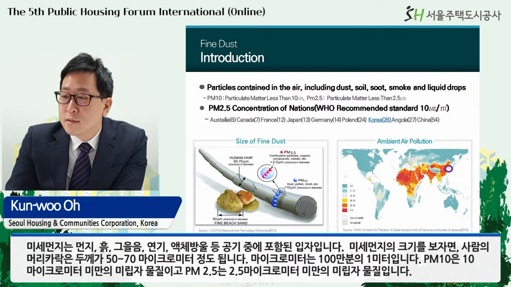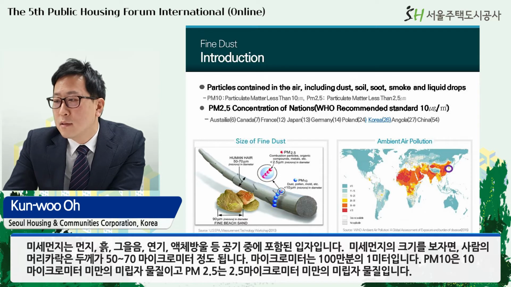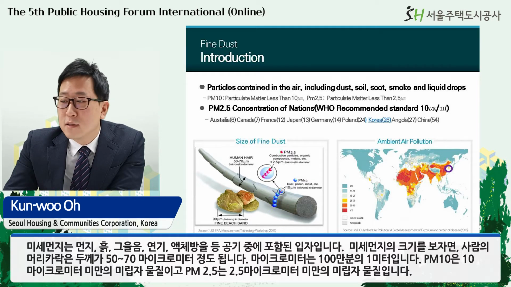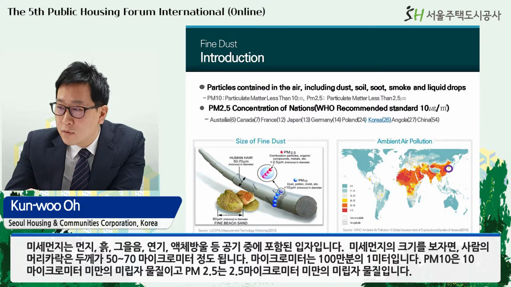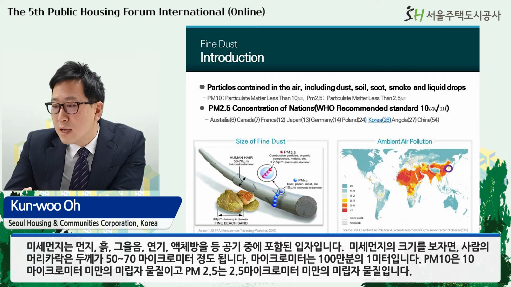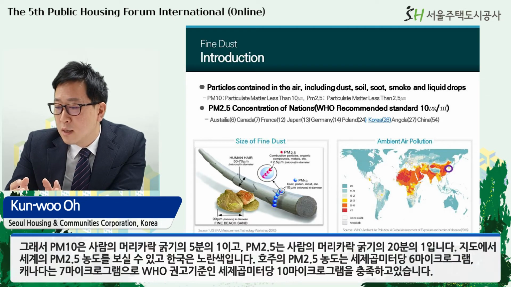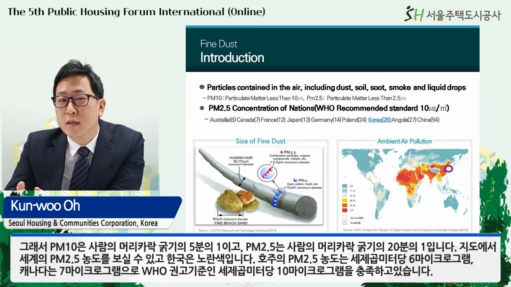Okay, fine dust is particles contained in the air, including dust, soil, soot, smoke, and liquid drops. So looking at the size of fine dust, the thickness of a human hair is about 50 to 70 micrometers. A micrometer is one millionth of a meter. So PM10 is particulate matter less than 10 micrometers, and PM2.5 is particulate matter less than 2.5 micrometers. PM10 is 1/5 the thickness of a human hair, and PM2.5 is 1/20th.